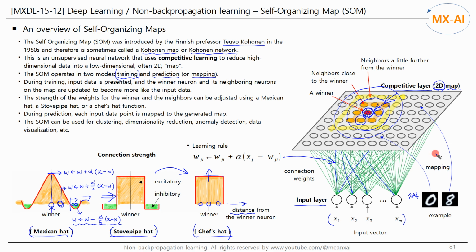In the prediction phase, each input data point is mapped to the generated map. For example, if this is the winner neuron for the MNIST digit 0, that digit would be mapped here. MNIST images that resemble the digit 0 tend to map to this region. And for example, MNIST images that resemble the digit 8 would map to this region. Then, similar images are clustered on this map. The SOM can be used for clustering, dimensionality reduction, anomaly detection, data visualization, etc.